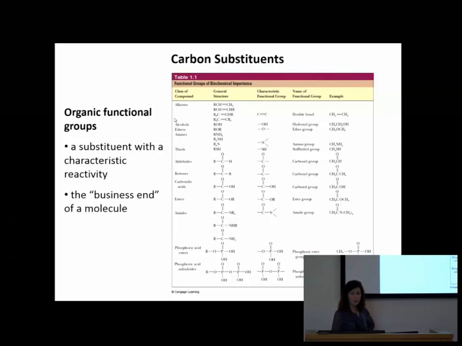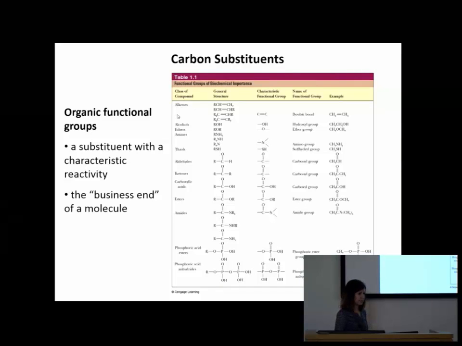So here, the name or class of the compound, the functional group, the name of that functional group, and here's the general structure with the R, and then here's an example. So here, alkanes are just hydrocarbons with all single bonds. Alkenes have the double bonds, so the ene ending makes it a double bond. We don't have triple bonds in biochem, so no alkynes.